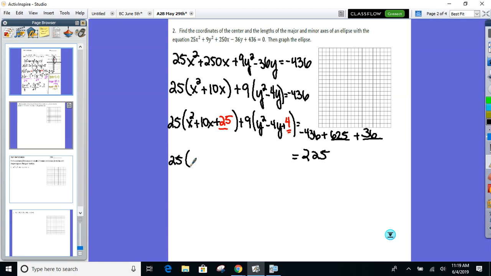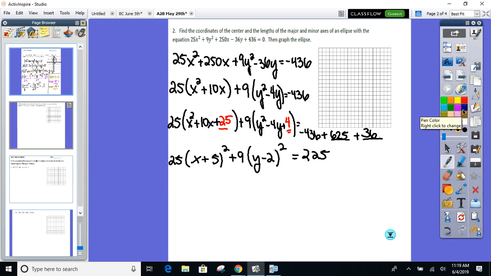What are you going to put here next? This ends up factoring to what? Remember the trick. What was the trick from last problem? Just take half of the b value. So it'll be x plus 5 all squared plus, what are you going to put now with the y's? Y minus 2 all squared. Half the b value. We're almost done. What are you dividing everything by to get it equal to 1? Everything gets divided by 225 and reduced.